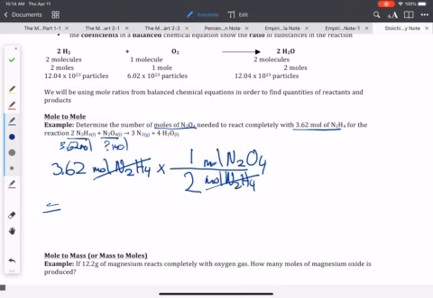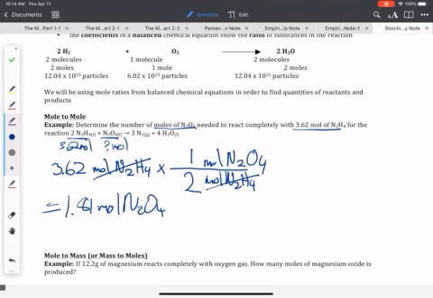That's what I want. So when I do the math, I have 3.62 times 1 divided by 2, which is going to give me 1.81. So I have 1.81 moles of N2O4. Okay, so stoichiometry, long, fancy word, but all it is is using the mole ratio from your balanced chemical equation.